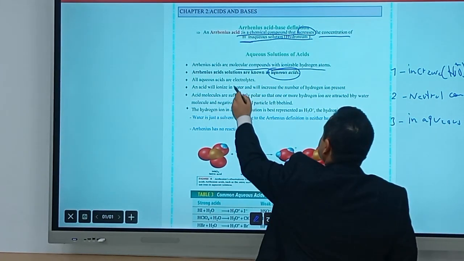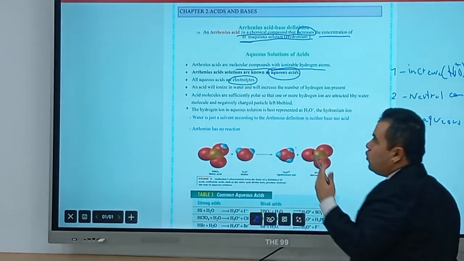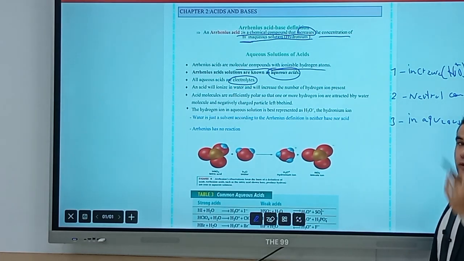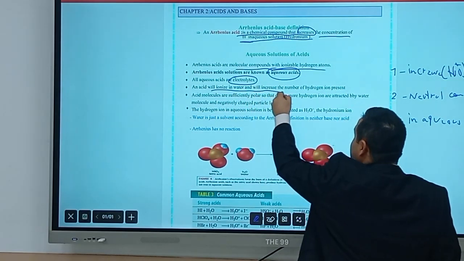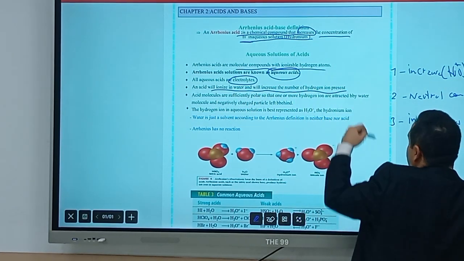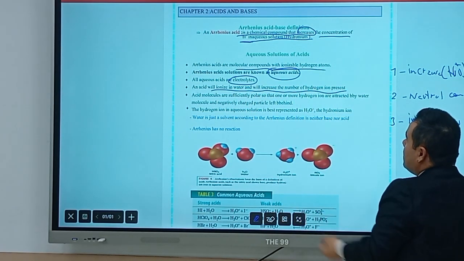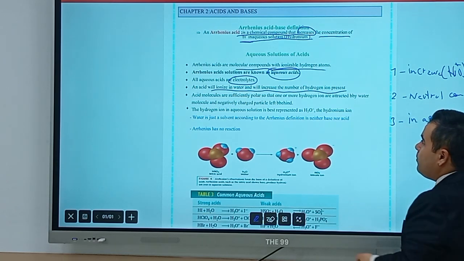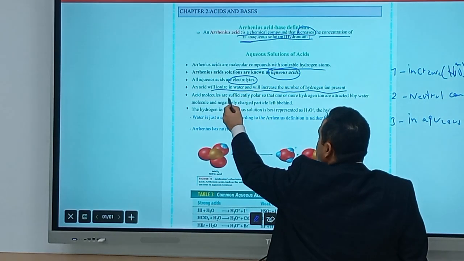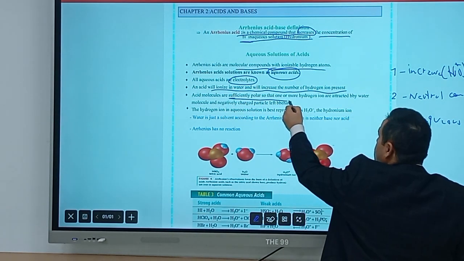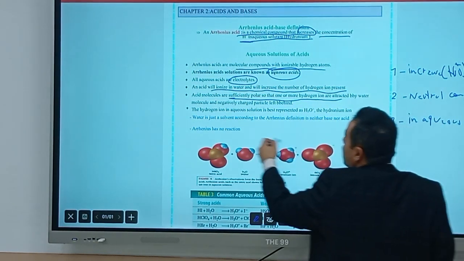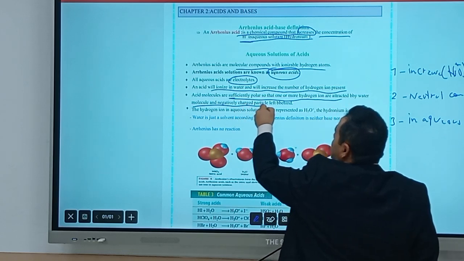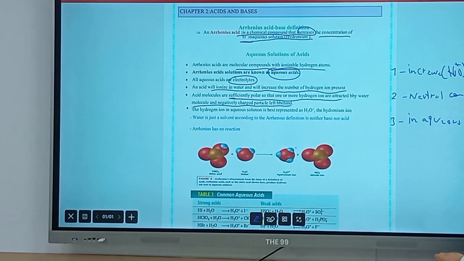All aqueous acids are electrolytes. Of course, whether strong or weak, they are all electrolytes. An acid will ionize in water and increase the number of hydrogen ions, meaning protons, present from the acid molecule. The acid molecules are sufficiently polar so that one or more hydrogen ions are attracted by water molecules, and negatively charged particles are left behind.